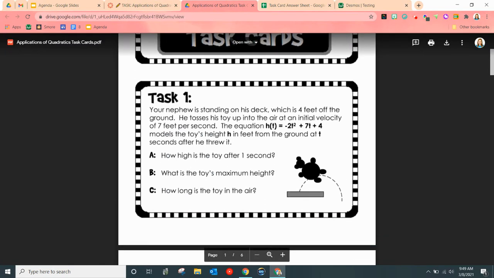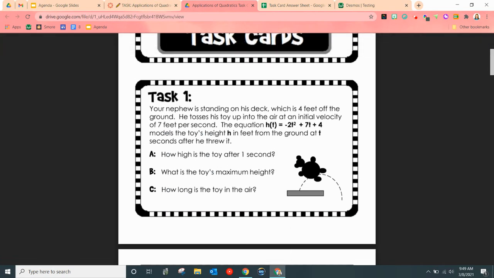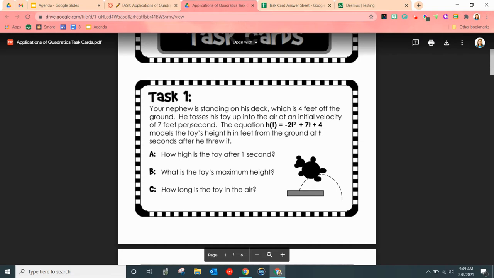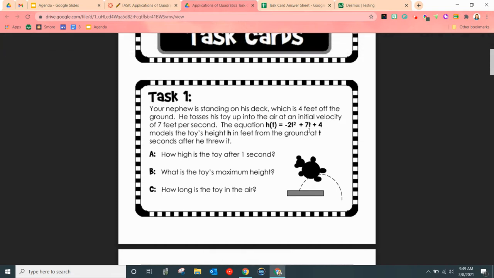Okay, so task 1: your nephew is standing on his deck, which is 4 feet off the ground, and he tosses his toy up into the air with an initial velocity of 7 feet per second. Again, when they tell you information like this, they're telling you where the parts of this equation came from. That's where the 7 came from. Here's your equation that models the toy's height in feet from the ground at t seconds after he threw it.